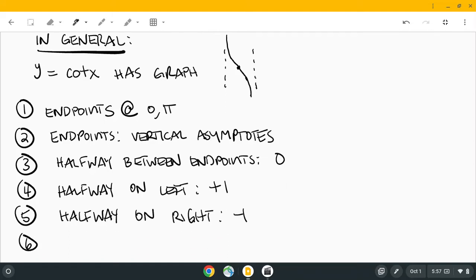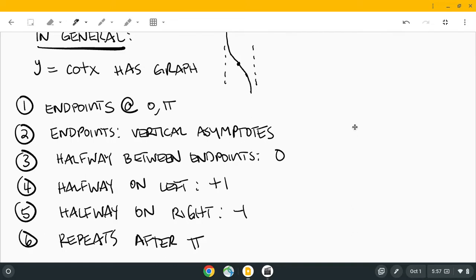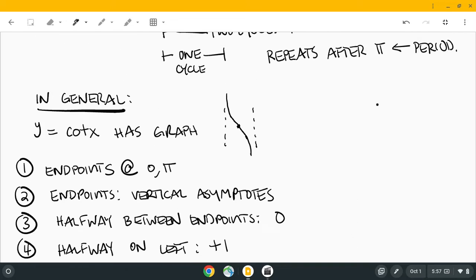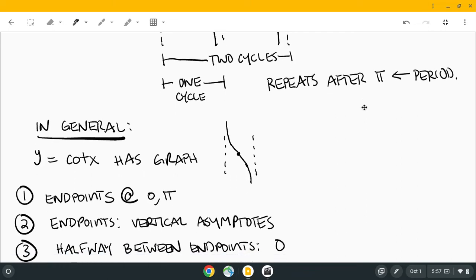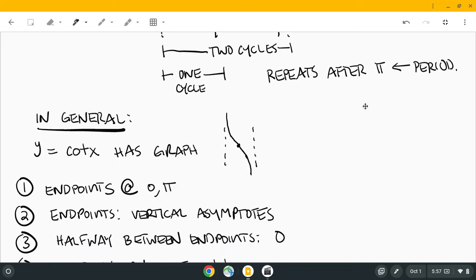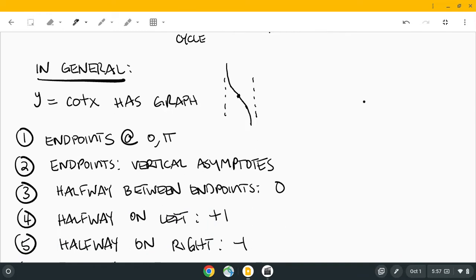And we notice here that it repeats every pi. All right, so that's the graph of cotangent. All right, so let's take a look at cosecant.